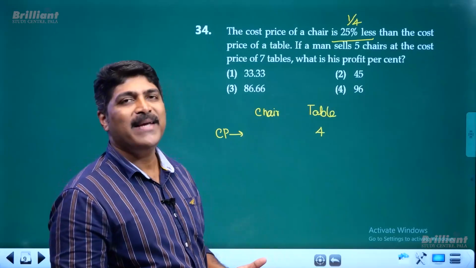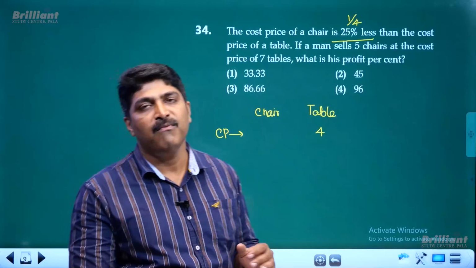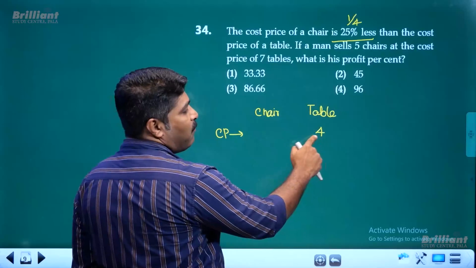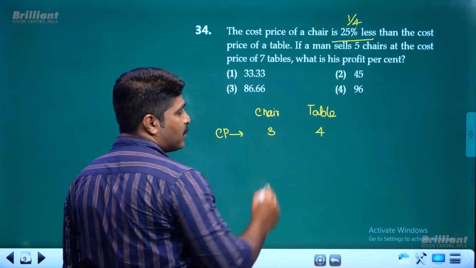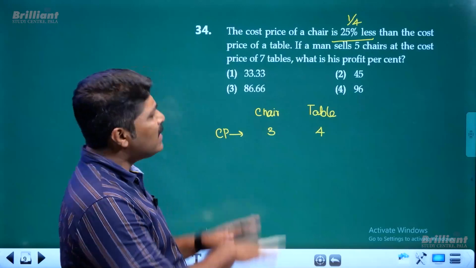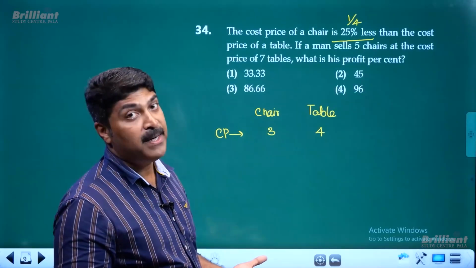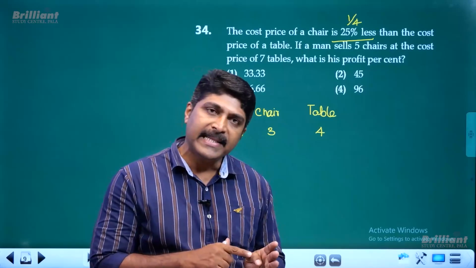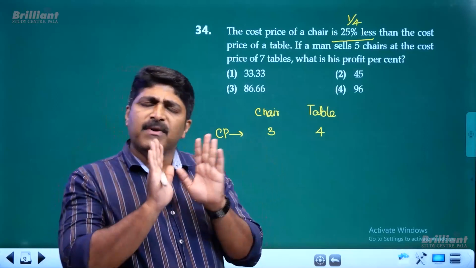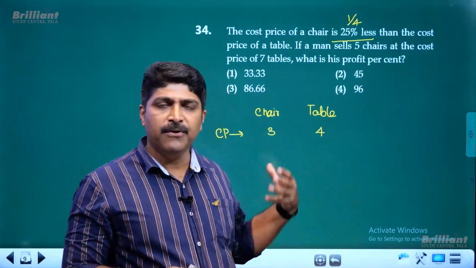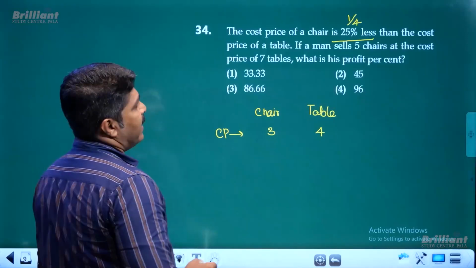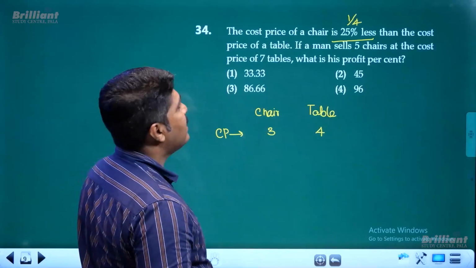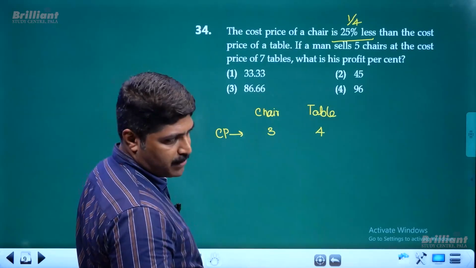Then think about how we can consider the cost price of the chair, or which value you have to put here. That is 1/4 less. Here we subtract 1, then we get the chair's cost price as 3 rupees. Because we are going to find out the percentage, you simply consider the cost price of a chair as 3 rupees and that of a table as 4 rupees. You don't want to put any variables here because we are going to find out the percentage value. Then it is given that a man sells 5 chairs at the cost price of 7 tables, correct?